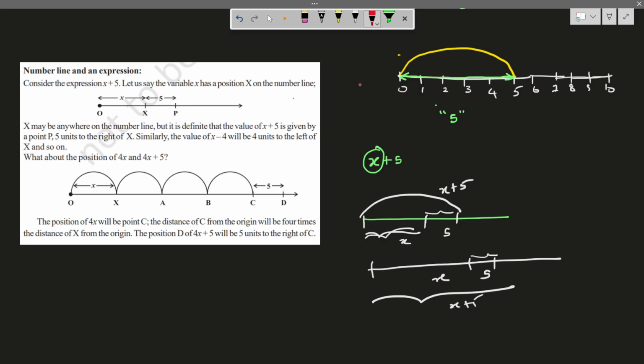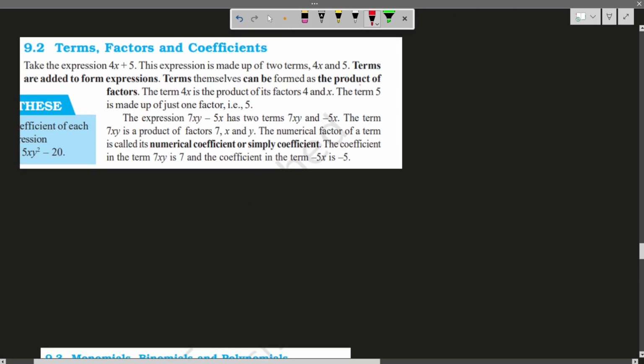Consider the expression x plus 5. Let us say the variable x has a position x on the number line. x may be anywhere on the number line, but it is definite. The value of x plus 5 is given by a point P 5 units to the right of x. That means for x plus 5, first we plot x, and then move 5 units to the right, because we are adding 5. When we add something, we move towards the right. We should not worry much about this, because it is not as important as problems, so we can go straight to the problems.